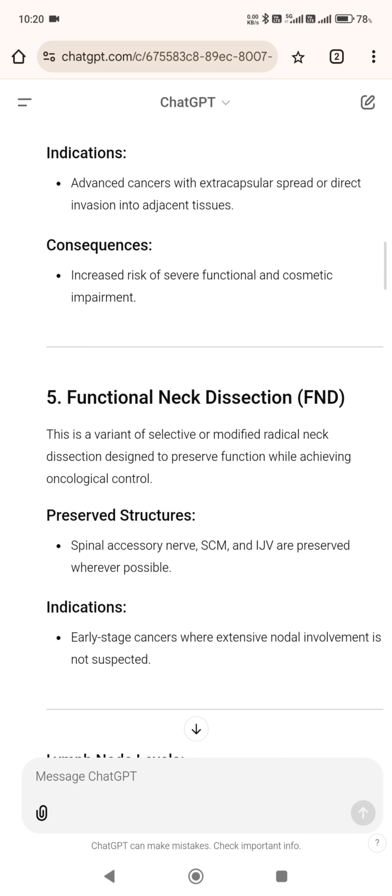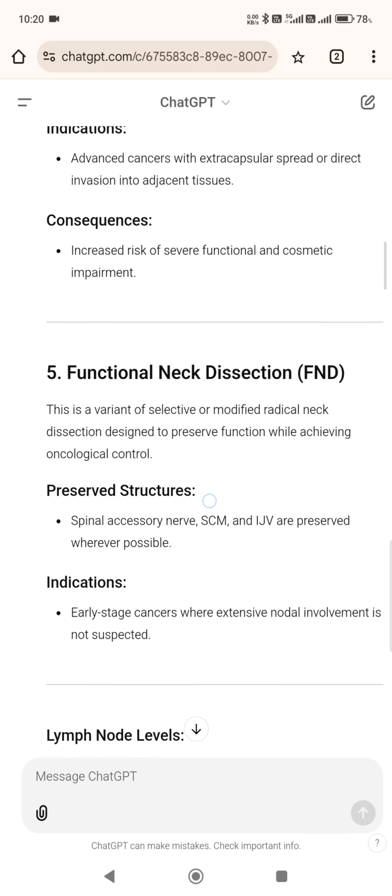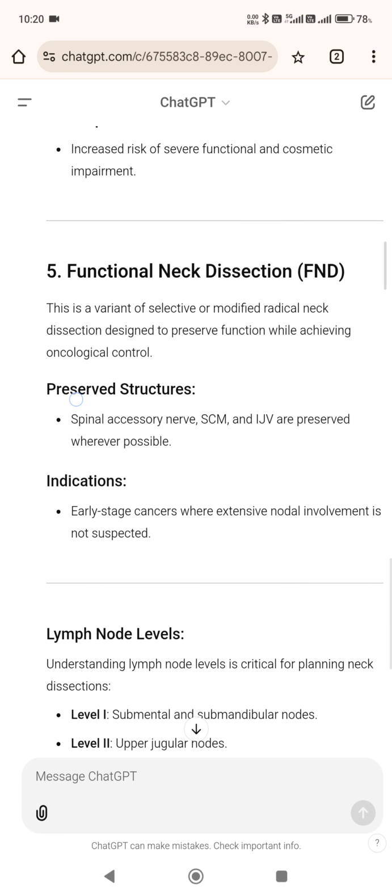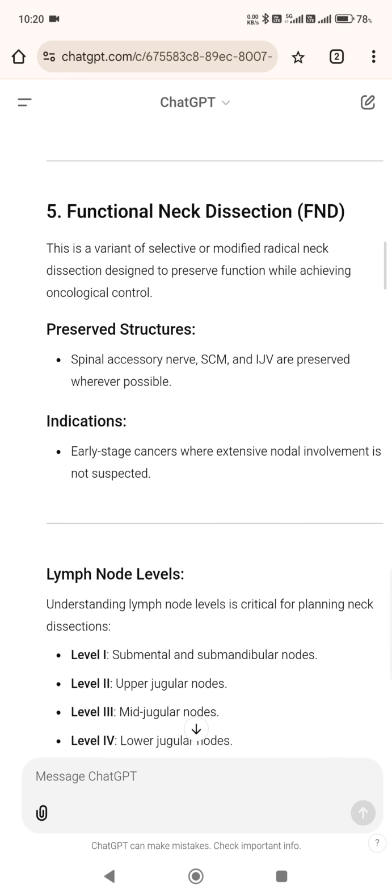Indications: advanced cancers with extracapsular spread or direct invasion into adjacent tissues. Consequences: increased risk of severe functional and cosmetic impairment.